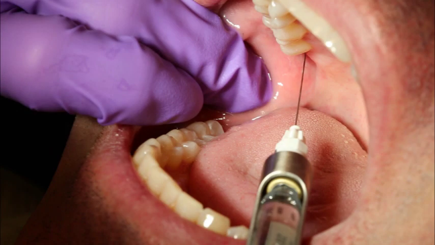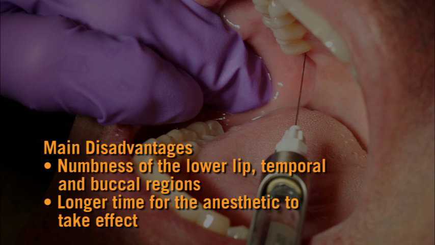This anesthetic lasts longer than the IA block, so patients should be warned that they may be numb for several hours after their appointment. Wait approximately 5 minutes or more until anesthesia takes effect before beginning treatment. The two main disadvantages of the GG block are the numbness of the lower lip, as well as the temporal and buccal regions, and the longer time necessary for the anesthetic to take effect.